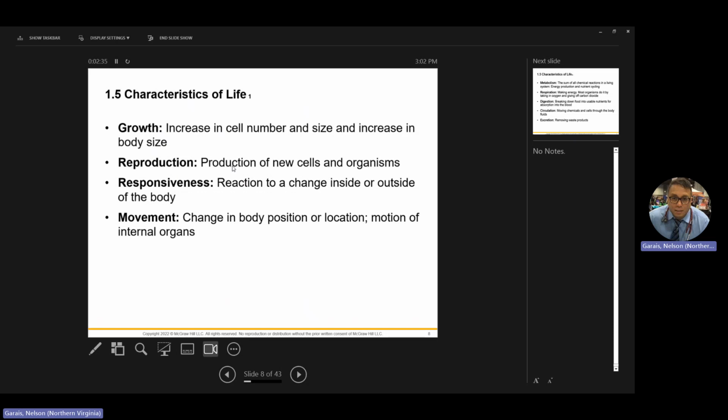So reproduction, of course, means to go back and to copy. So production of new cells. Responsiveness, any reaction to change, and that's homeostasis, right? And of course, movement is actual physical movement, can either be external, as in body position or location, or internal in the motion of your internal organs, most likely respiratory, cardiovascular, and digestive.